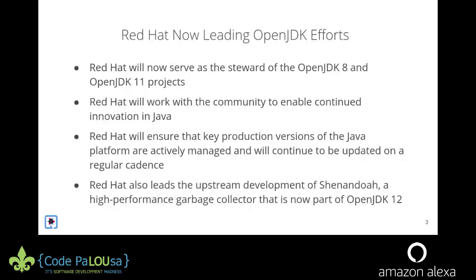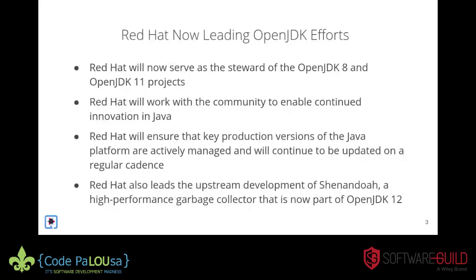We're going to continue, as you might imagine, to ensure that all the versions of Java perform as you expect them to perform, and we've got a regular update cadence that we follow, a quarterly cadence for all updates of OpenJDK, and that'll continue going forward. Speaking of innovation, we're also the upstream lead for Shenandoah. It's a high-performance garbage collector that's now part of OpenJDK 12. It's been backported to 11 also, and 8 for that matter. But we're leading those efforts too.